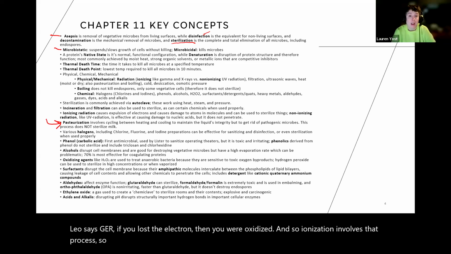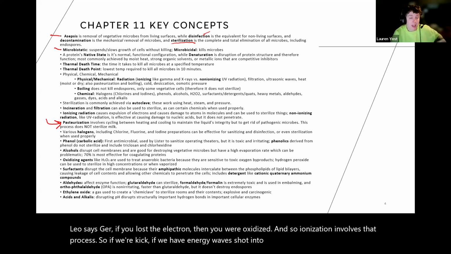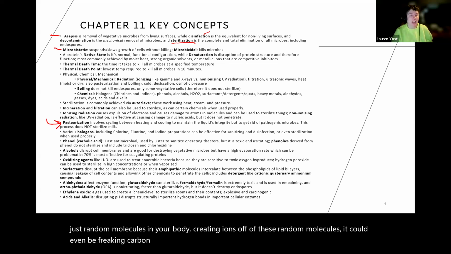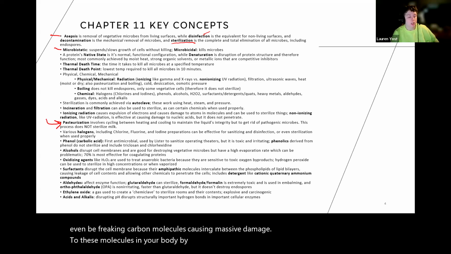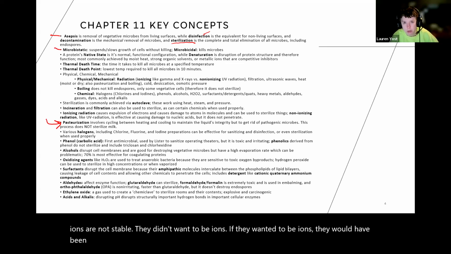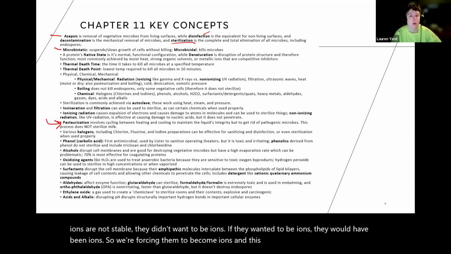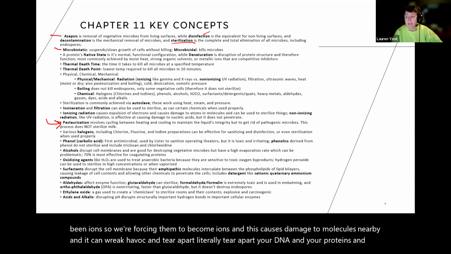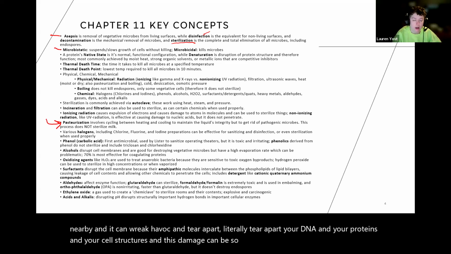So if we have energy waves shot into your body, kicking electrons off of just random molecules in your body, creating ions off of these random molecules, it could even be carbon molecules, causing massive damage by kicking these off and causing these ions, because these ions are not stable. They didn't want to be ions. If they wanted to be ions, they would have been ions. And so we're forcing them to become ions, and this causes damage to molecules nearby, and it can wreak havoc and literally tear apart your DNA and your proteins and your cell structures. And this damage can be so severe that your body literally cannot recover from it.